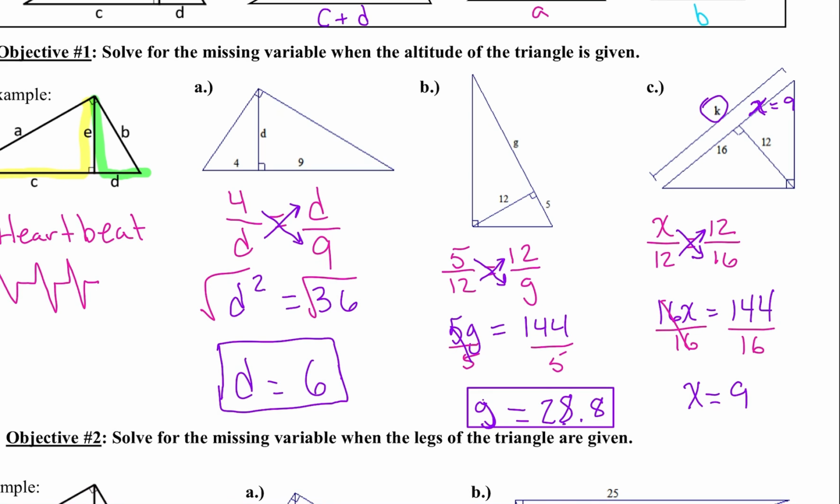Well, K is the measurement of this whole thing, the 9 and the 16. So we just need to add those two together now to get our final answer. So 9 plus 16 equals 25. So we know that K is equal to 25 in this case.